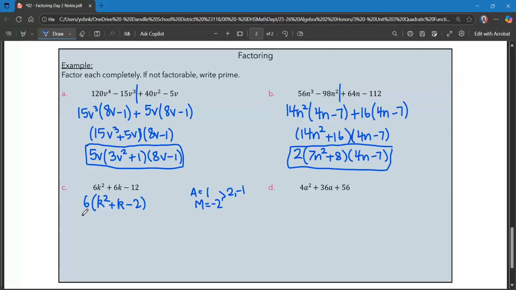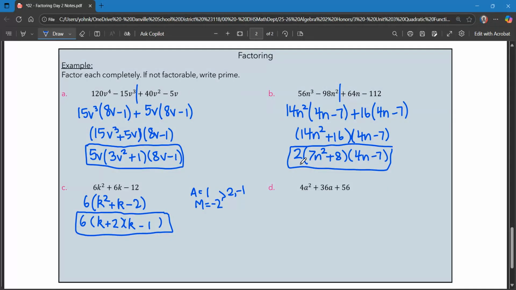So I'm going to bring the 6 along. I'm going to do my 2 empty parentheses. I'm going to put my k at the beginning of each one. My numbers are 2 and negative 1, so plus 2 and minus 1. Again, doesn't matter if you put the minus 1 first or the plus 2.